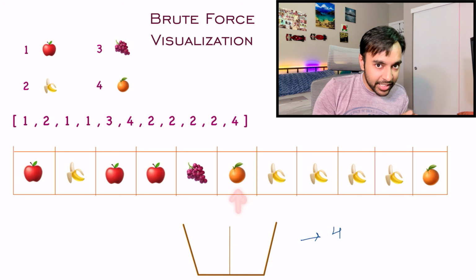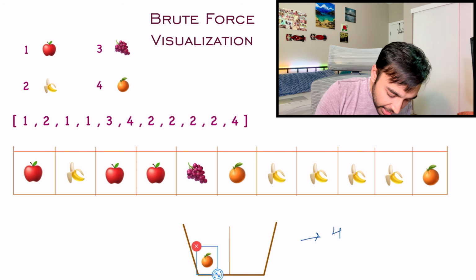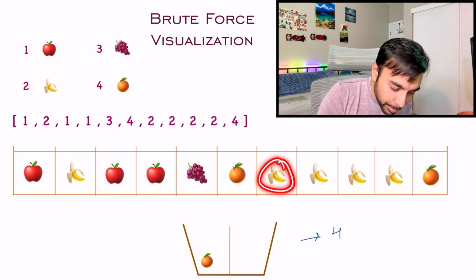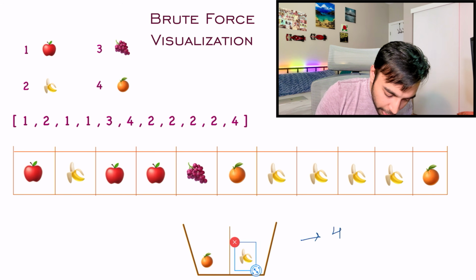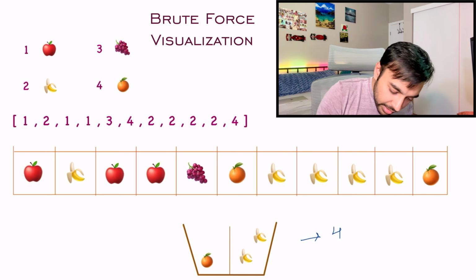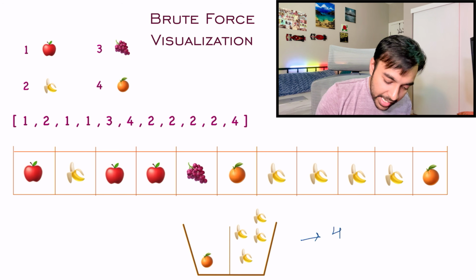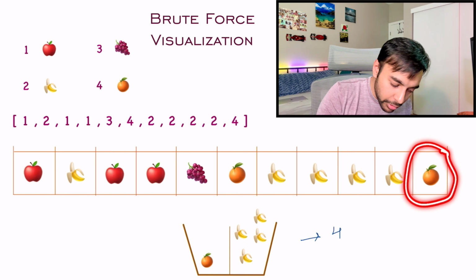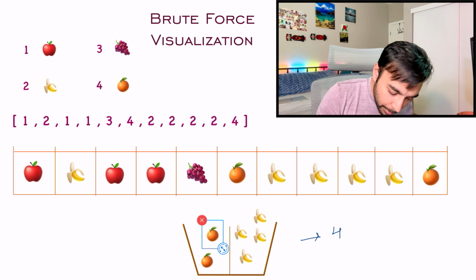And this is where things get interesting. You take up the orange and add it to your basket. The next fruit is banana. Take this banana and add it to your basket. The next fruit is again banana. Add it to your basket. The next 2 fruits are also bananas. I added them to my basket and the next fruit is orange. I add this orange to my basket.